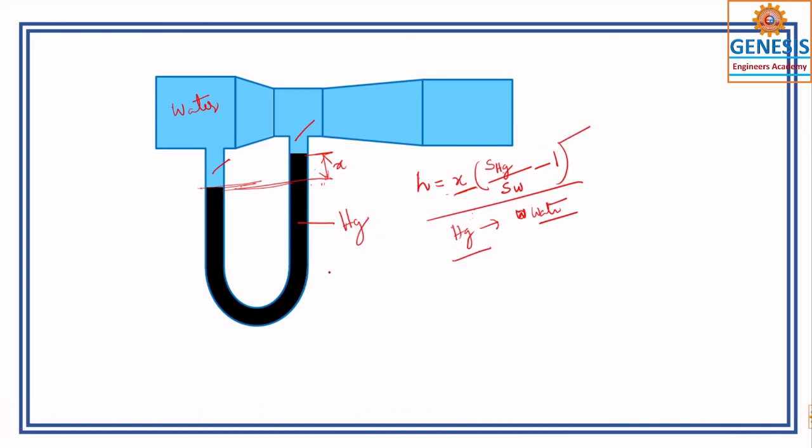If in some cases we may use alcohol instead of mercury, in that case it is simply x into specific gravity of alcohol by specific gravity of water minus 1. Okay, so this is the manometric fluid specific gravity, and this is the water, that is the fluid flow. If oil is there, then you have to use this x into, that is, mercury is used, then it is oil minus 1.